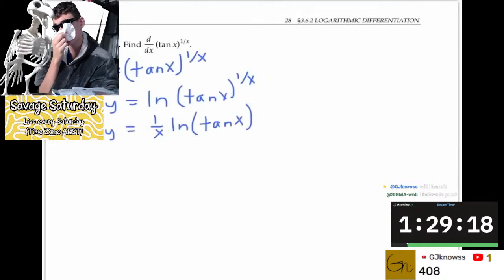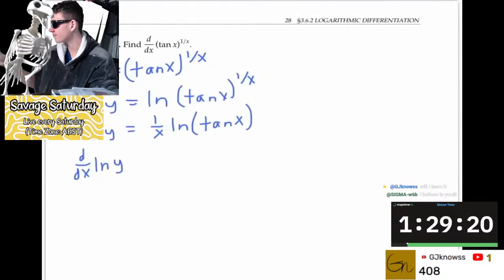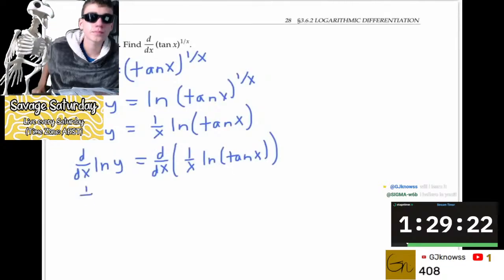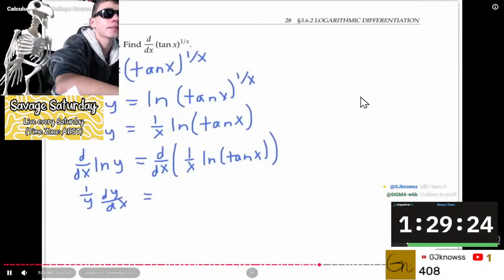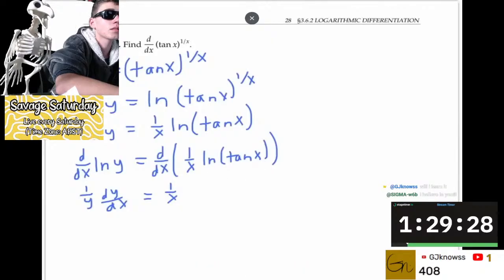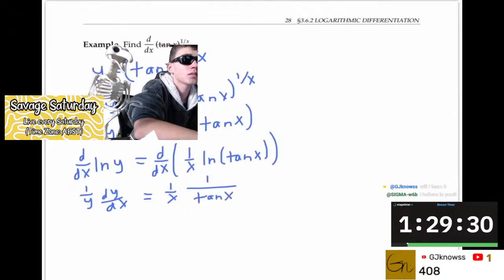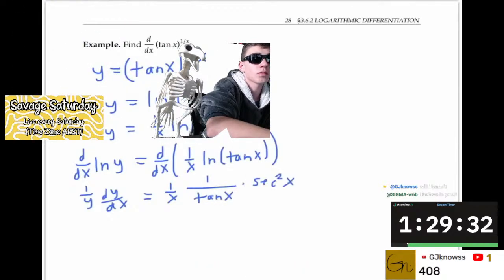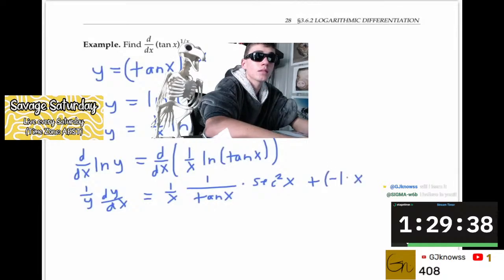First, I'll take the log of both sides, use my log rules to bring my exponent down and multiply it, and take the derivative of both sides with respect to x. On the left, I get 1 over y dy/dx, and on the right, I get 1 over x times the derivative of ln tangent x, which is 1 over tangent x times the derivative of tangent x, or secant squared x. Continuing with the product rule, I need to take the derivative of 1 over x. That's going to be the derivative of x to the minus 1, which is minus 1 times x to the minus 2, times ln tangent of x.